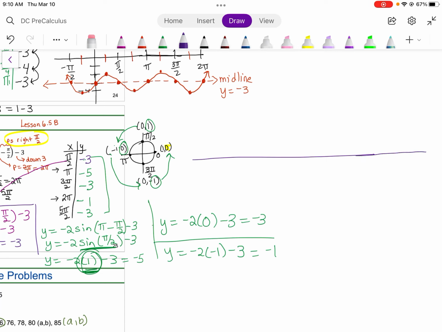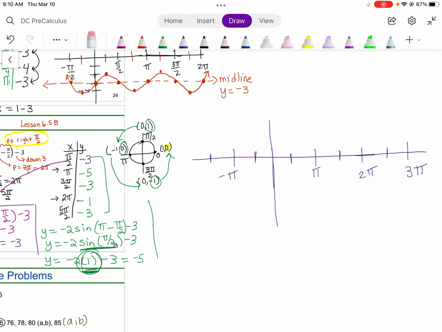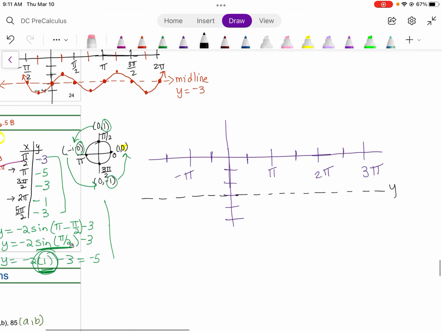I'll make that a little bit longer. And I'm going to go pi, 2 pi, 3 pi, and negative pi. Here's my halfways. And everything appears to be below, so I'm going to get rid of some of this work. Make my eraser bigger. There we go. Okay, so it's all hanging out down here. 1, 2, 3, 4, 5. Midline, negative 3, because it's a vertical shift down 3.